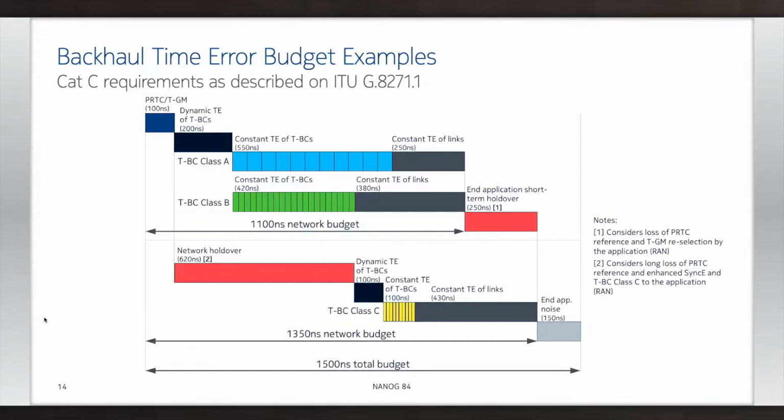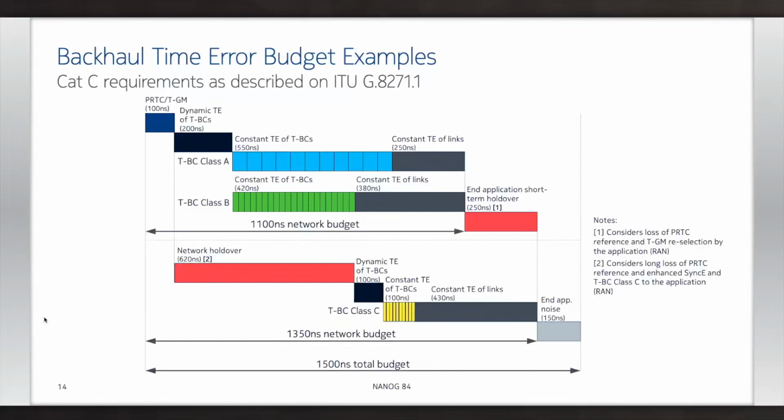Now, the bottom part of the slide has a different scenario. In this case, we don't have that 250 nanoseconds in the radio anymore allocated for holdover or for reselection. We transfer that reselection budget now to the boundary clock. So it means that a given boundary clock will lose its reference and will select another reference as a backup. And then you have that very large budget for that of 620 nanoseconds. You still have the dynamic time error, still have the constant time error.